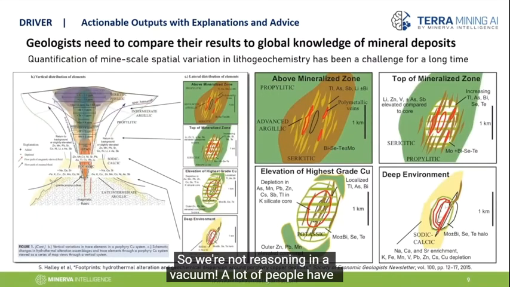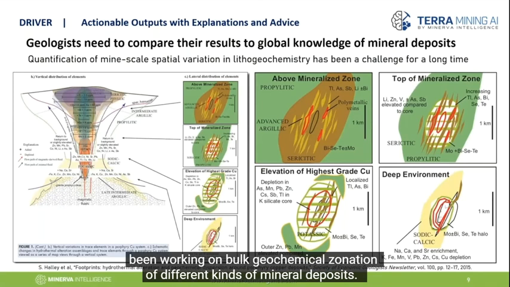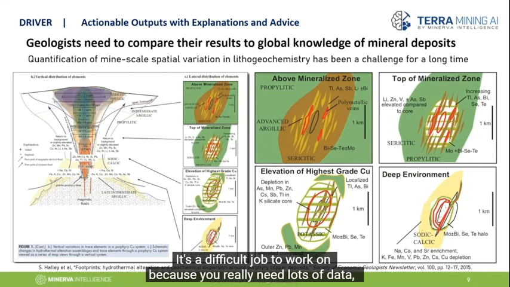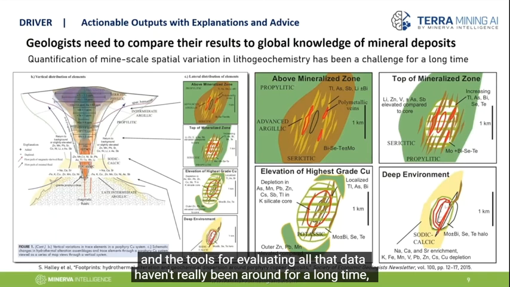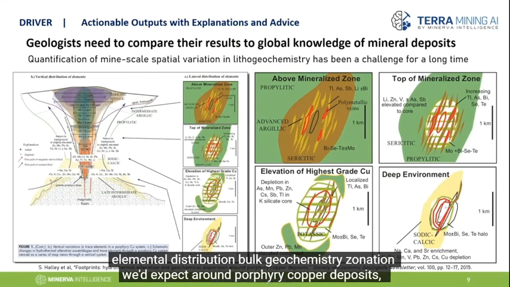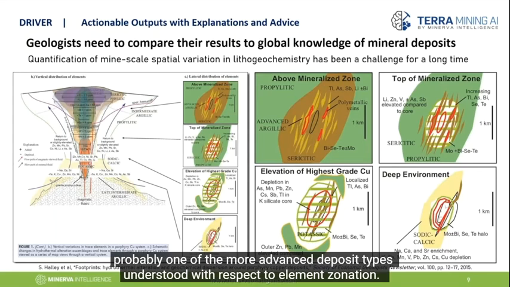So we're not reasoning in a vacuum. A lot of people have been working on bulk geochemical zonation of different kinds of mineral deposits. It's a difficult job to work on because you really need lots of data, and the tools for evaluating all that data haven't really been around for a long time, and neither has the computational power. People like Scott Halley have documented the elemental distribution and bulk geochemistry zonation we'd expect around porphyry copper deposits, probably one of the more advanced deposit types understood with respect to element zonation.